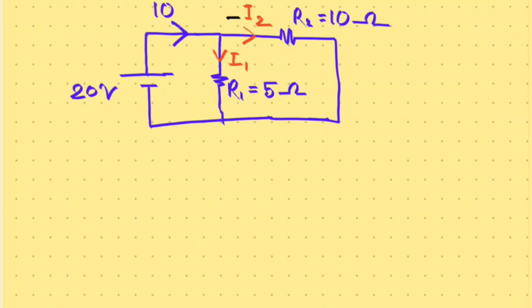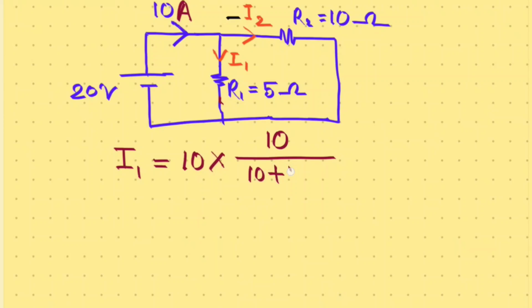So how to find them? By using the current divider rule. If we apply the current divider rule in this branch, we can write I1 is equal to 10 ampere, the total incoming current, into the opposite branch resistance, that will be this R2, whose value is 10, and the total resistance will be 10 plus 5. If we calculate, we'll get 100 by 15 ampere. So this is I1.